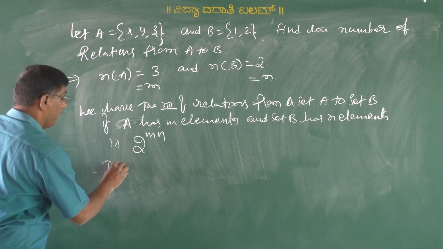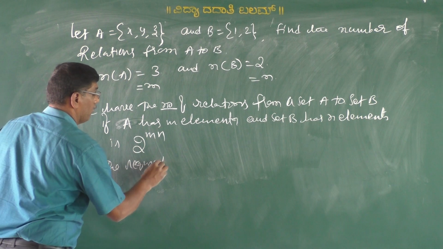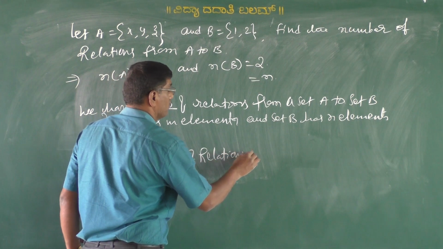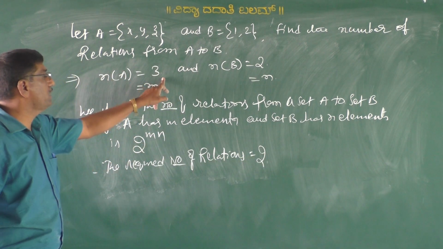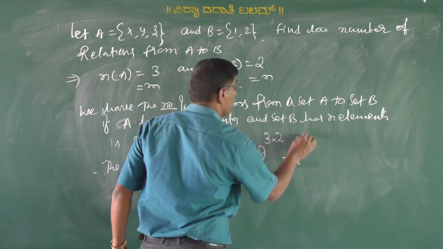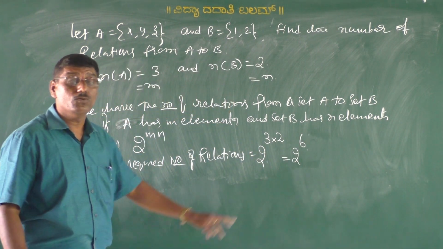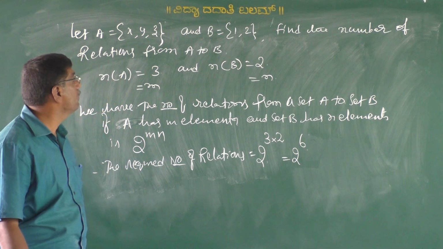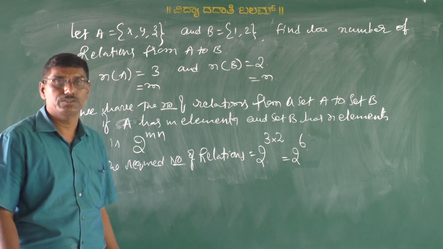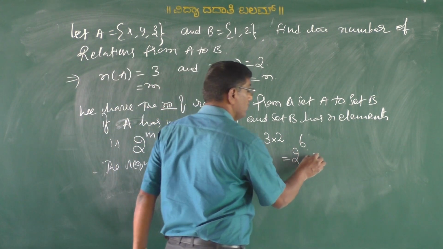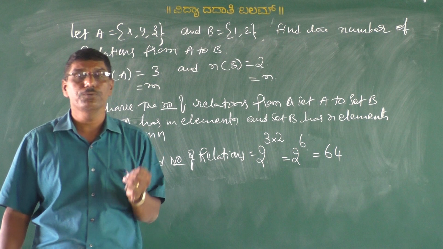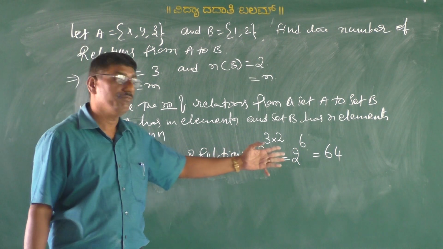Therefore, the required number of relations is equal to 2 to the power of m, m means 3, n means 2, that is 3 into 2, is equal to 2 to the power of 6. That means 2 to the power of 6 relations are there from set A to set B. Isn't it? That means 2 to the power of 6, I think 64, am I correct? That means 2 into 2 into 2 into 2 into 2 into 2. That is 64, isn't it?